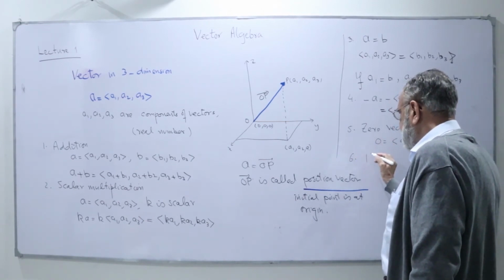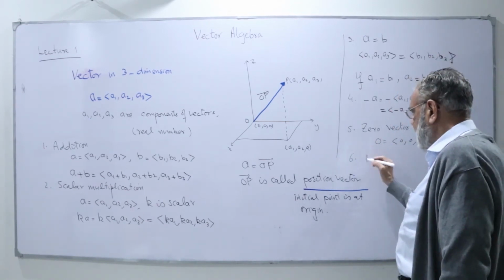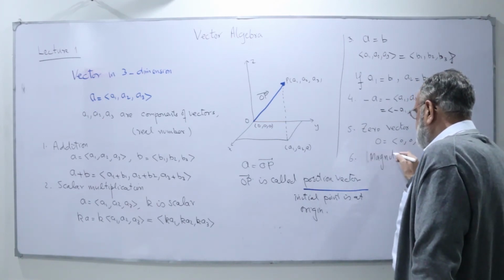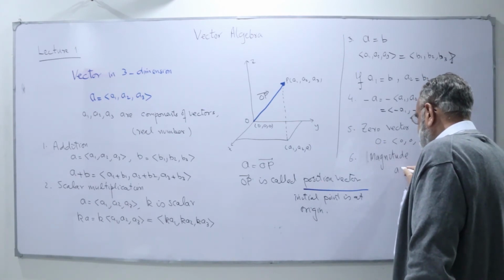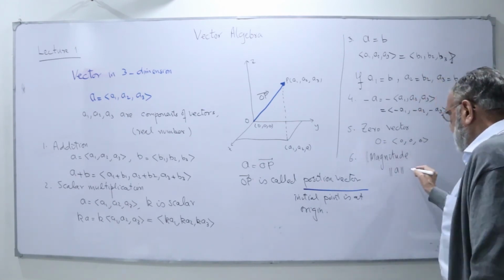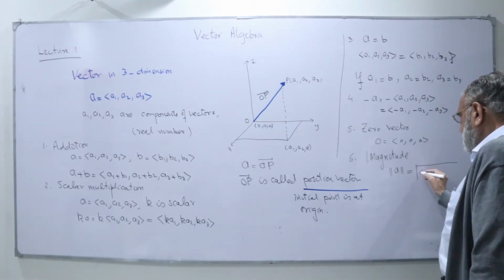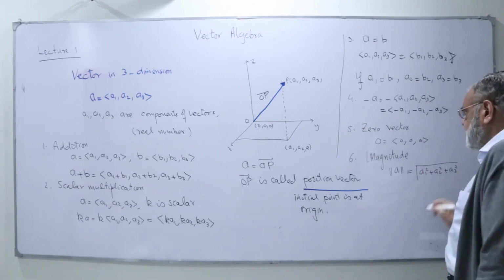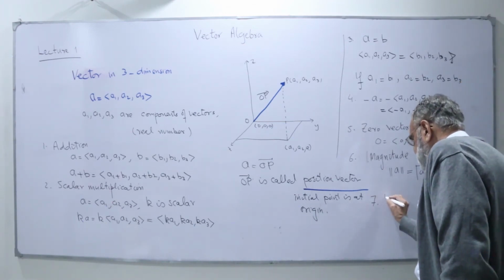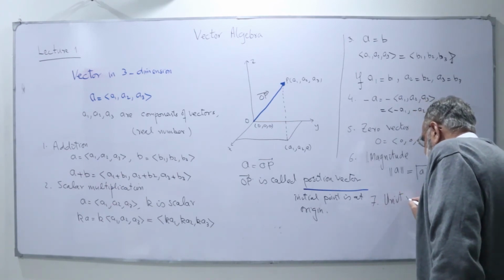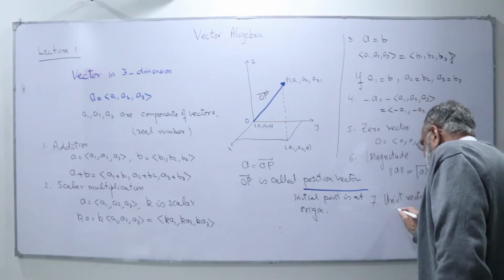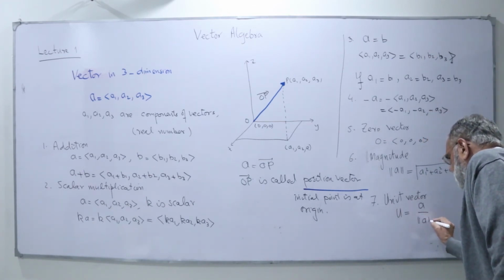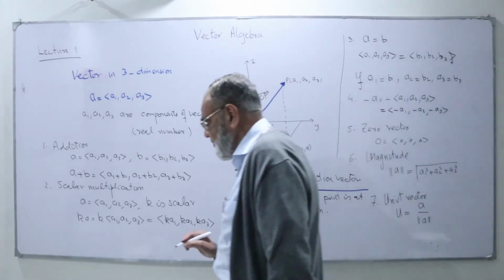Then we have already discussed the magnitude of the vector A. As we defined before, the magnitude is the square root of the sum of the squares of each element, that is A1 squared plus A2 squared plus A3 squared. Number 7 is the direction, or we say the unit vector. A unit vector u is a vector whose magnitude is equal to 1, and we divide vector A by its magnitude. So these are the properties we have already discussed.